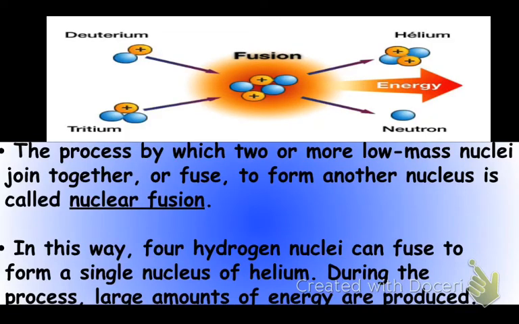So the same thing, the process by which 2 or more low mass nuclei, like hydrogen, if you remember your periodic table from 8th grade, or if you've taken chemistry, hydrogen is the very first element. There's only 1 proton, 1 neutron. So those low mass nuclei of your hydrogen join together or fuse together to form another nucleus, which is called fusion. So 4 hydrogen atoms equals 1 helium atom. And again, large amounts of energy are produced.